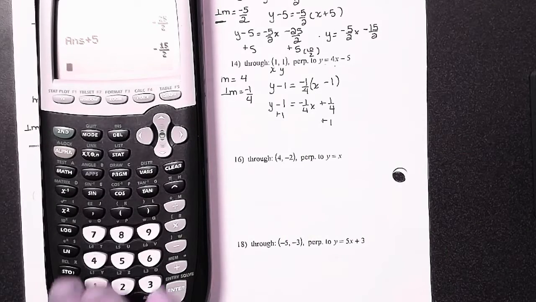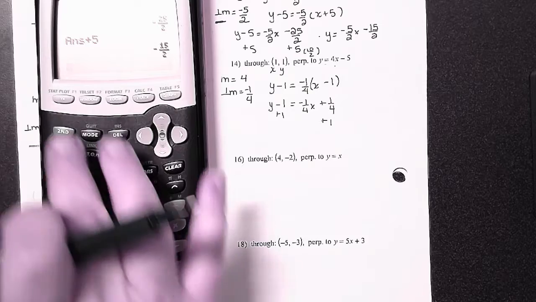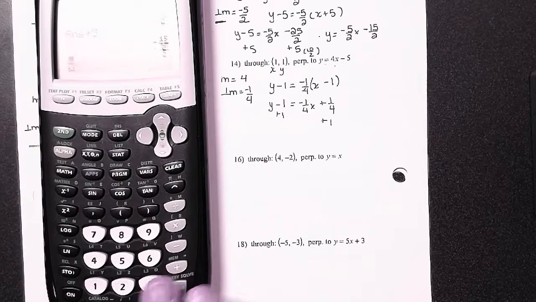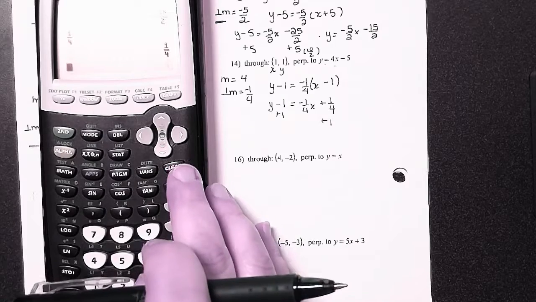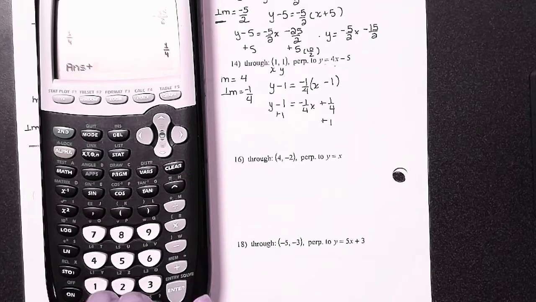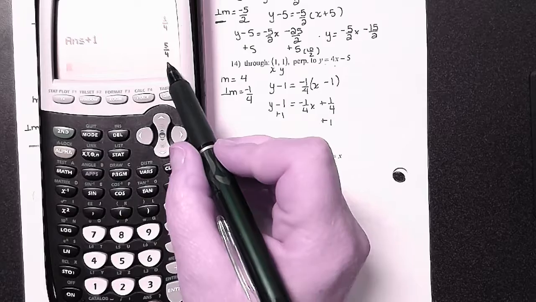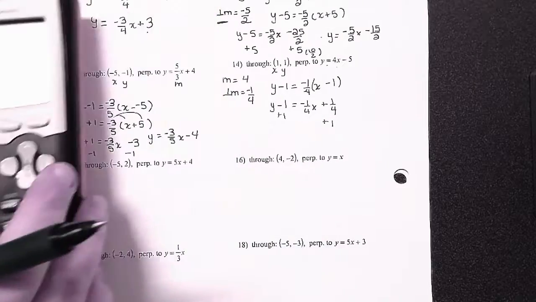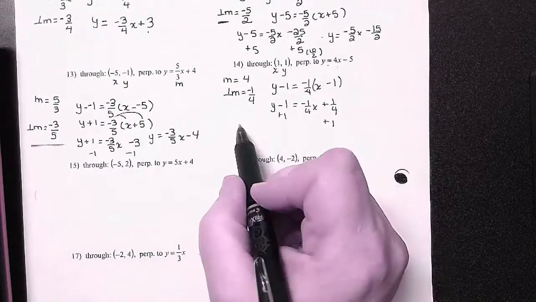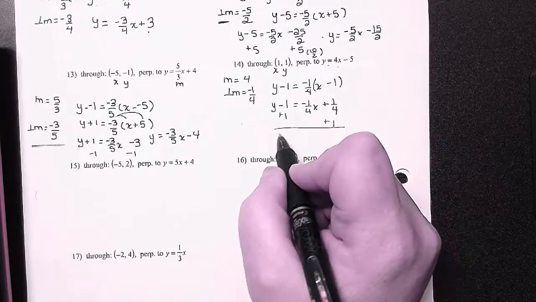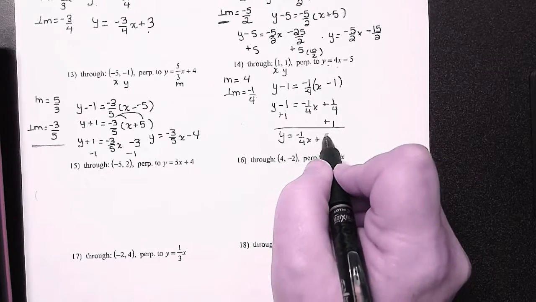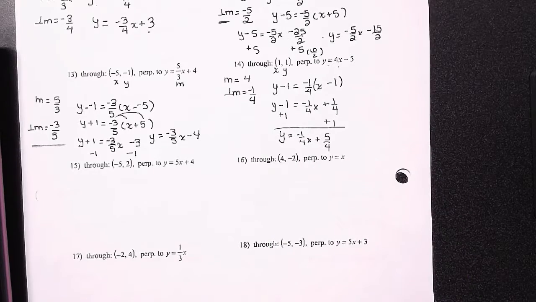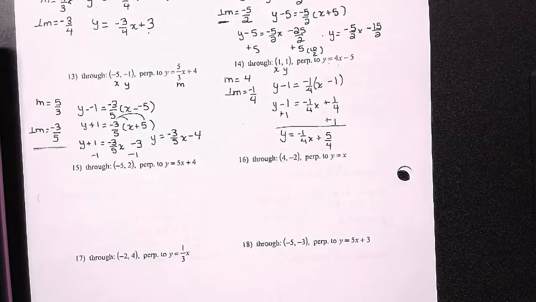So I can always do this. Alpha y equals, and I have 1/4, oh shoot, and then I add 1, and that's 5/4. Okay? So remember, you can always use your calculator. Y is equal to -1/4 x plus 5/4. Okay, let's move on.